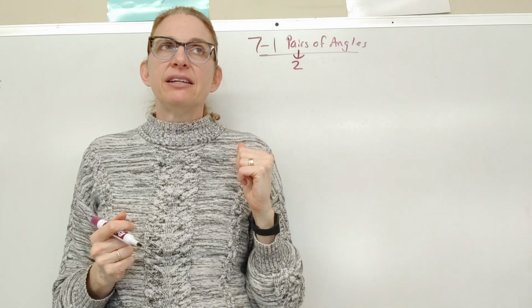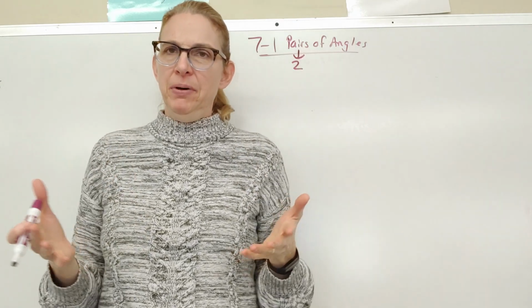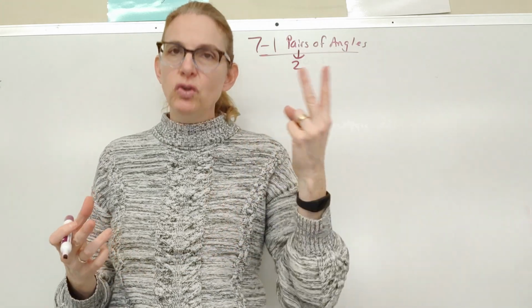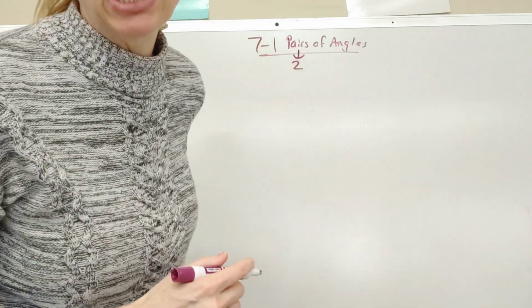It's like saying I'm married, but there's only me. It doesn't make sense. There has to be two people to be married. So that's what we're talking about, pairs of angles.